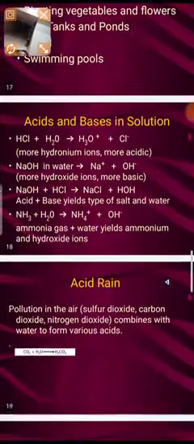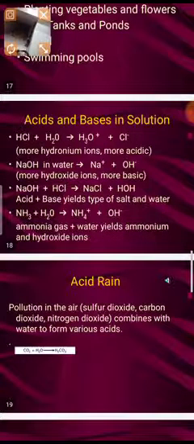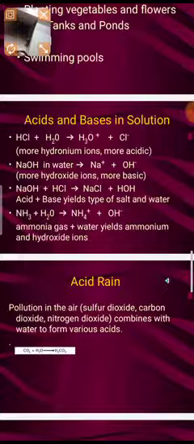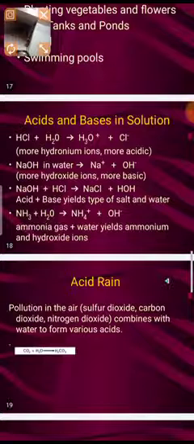Acids and bases in solution. Again, we are taking that simple example, hydrochloric acid, HCl. When it is added into the water, there is the formation of hydronium ion H3O+ and Cl-. In this case, more hydronium ions are present, so it is a more acidic solution. Another example, NaOH in water, gives Na+ ions plus OH- ions. In this case, more hydroxide ions means that it is more basic.